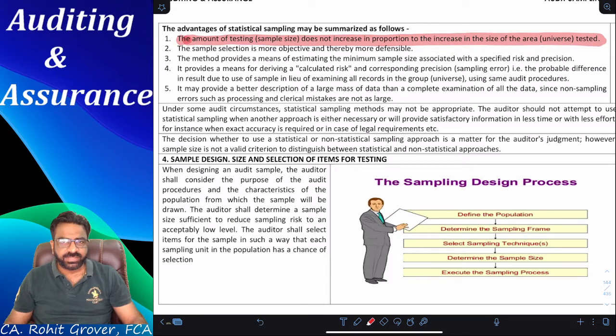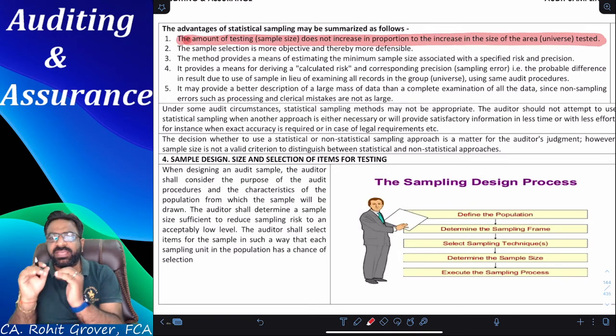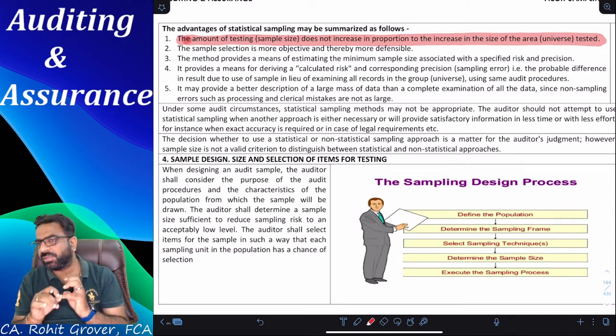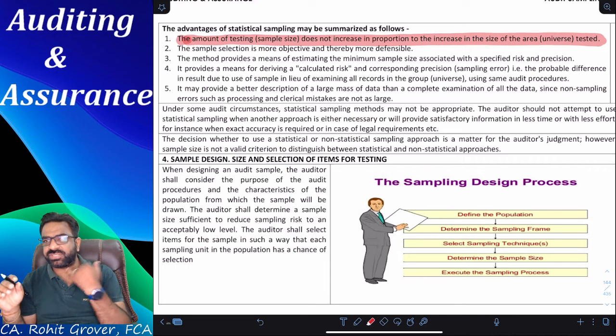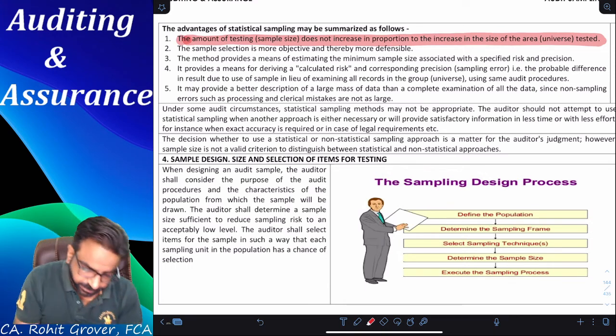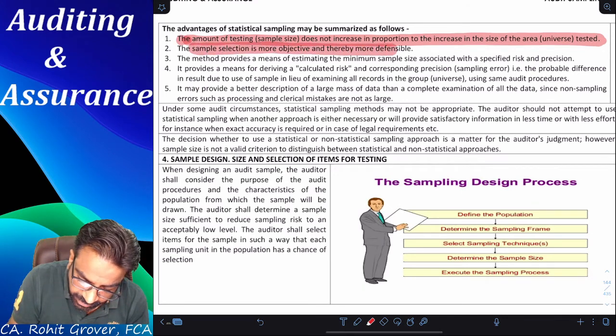The sample size does not increase in proportion to the increase in the area tested. Say for example, there is one formula which is saying that this much sample size only should be selected irrespective of the size of population. So here the biggest thing you will come to know is that the sample size does not change by the change of size of the population.